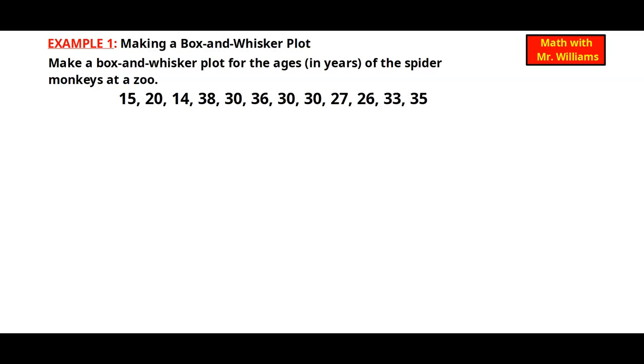Math with Mr. Williams, example 1. Making a box and whisker plot. Make a box and whisker plot for the ages in years of the spider monkeys at the zoo.